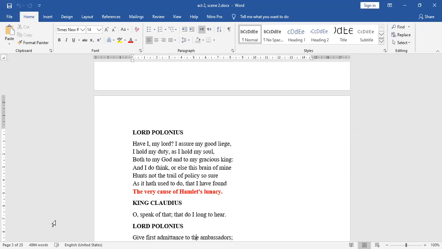Later in this scene, she also accepts Polonius's explanation that Hamlet is acting strangely because of his love for Ophelia, and because his love for Ophelia has been rejected. As you see here, Lord Polonius told her that the very cause of Hamlet's lunacy is the rejected love from his daughter Ophelia. So now the mother, Gertrude, seems to accept this explanation as the possible cause behind Hamlet's lunacy and madness.